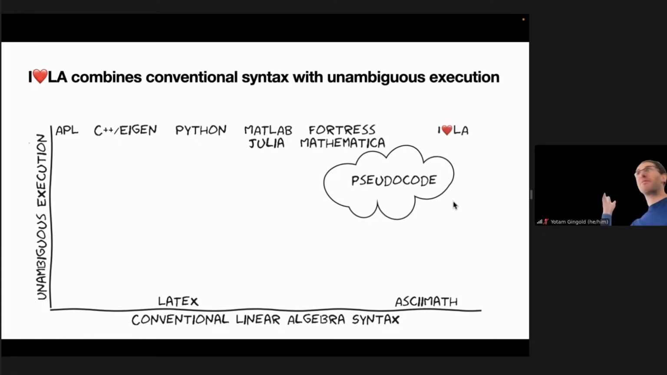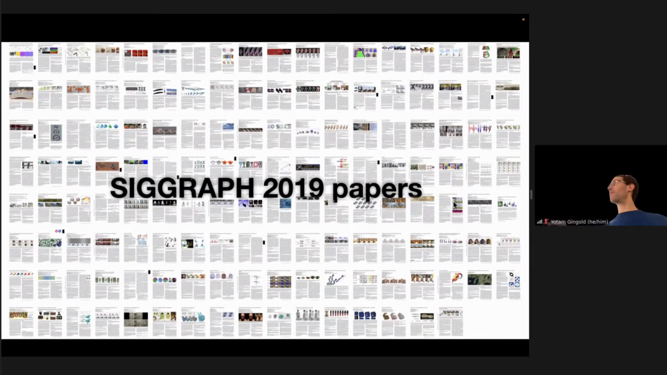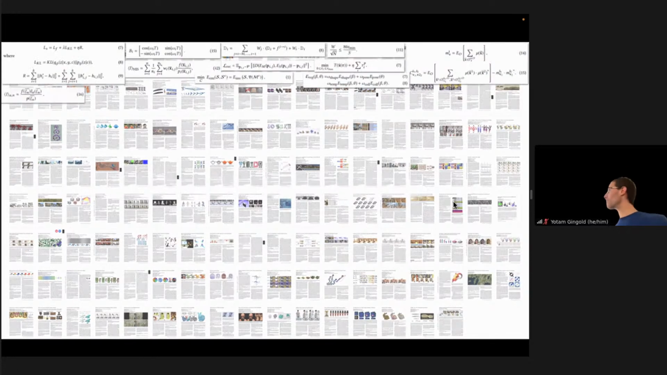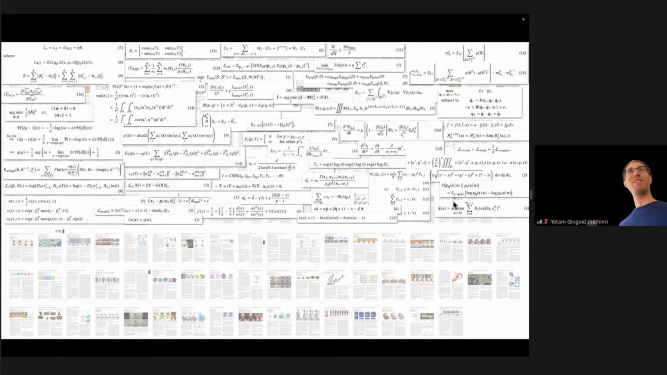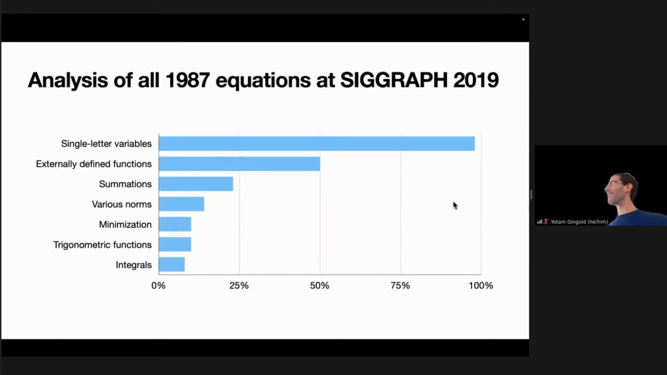Cool. So how do we go about doing this, right? What kind of math should we cover? So we went to SIGGRAPH, looked at all the papers from SIGGRAPH 2019, collected almost 2,000 equations, and tabulated different things that appear in these formulas and decided which ones were a reasonable thing we could cover, right?